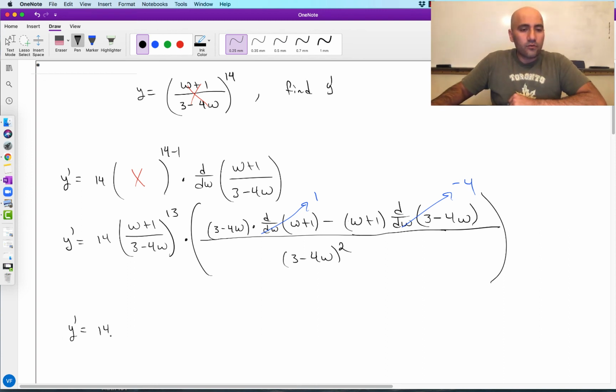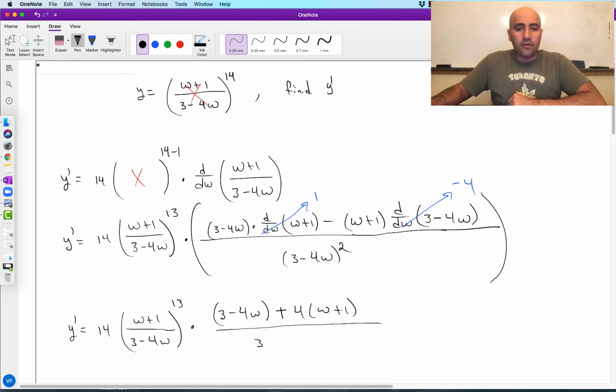Y prime equals 14 times (w plus 1), 3 minus 4w raised to the power of 13, times, and then here we have (3 minus 4w) in parentheses minus, and then minus minus 4, so let's just go ahead and combine that to a plus 4(w plus 1), and then all of that gets divided by (3 minus 4w) squared, and then all of that gets multiplied there. Okay, so now we can simplify by distributing this.